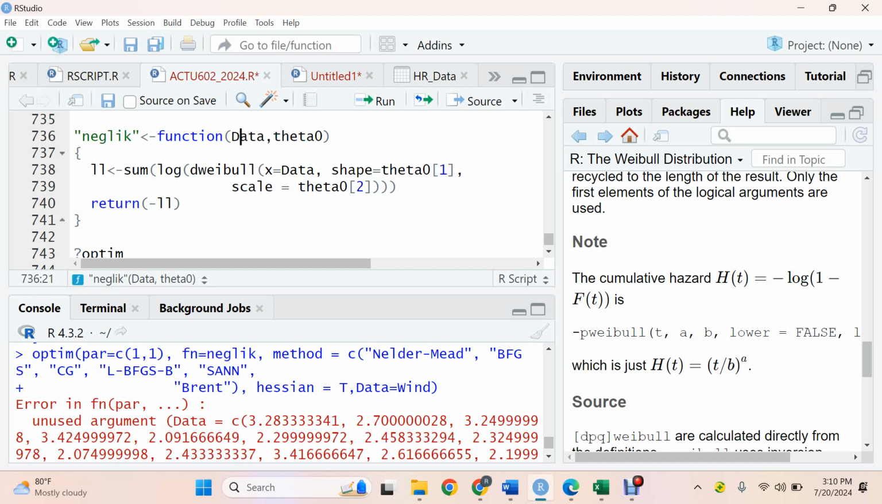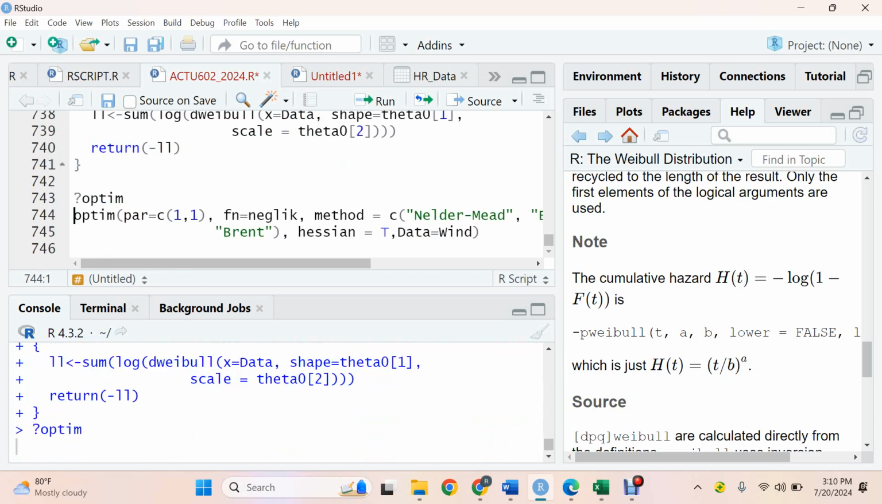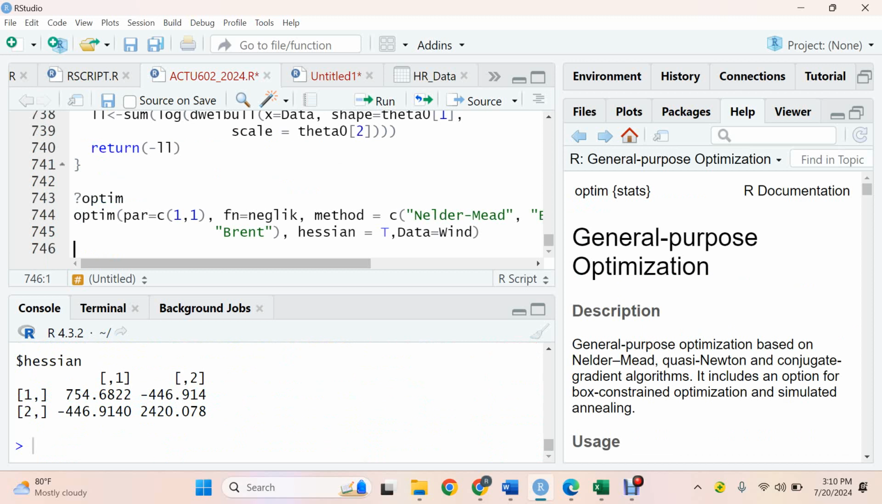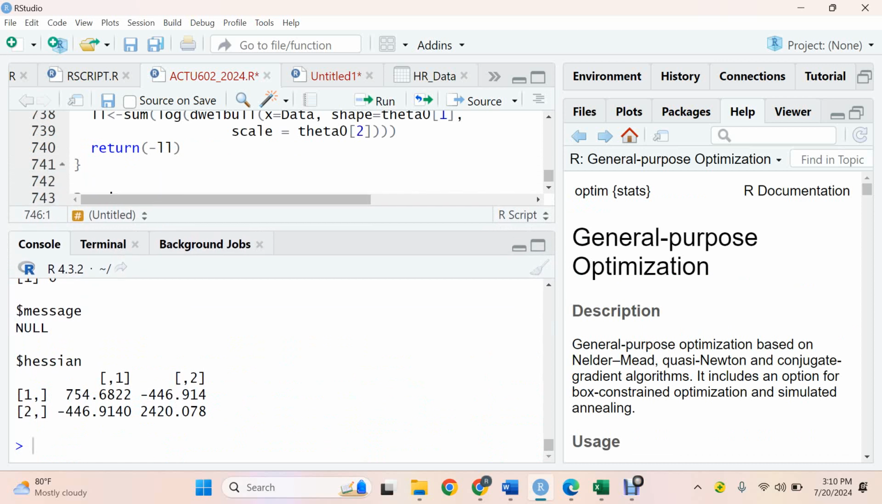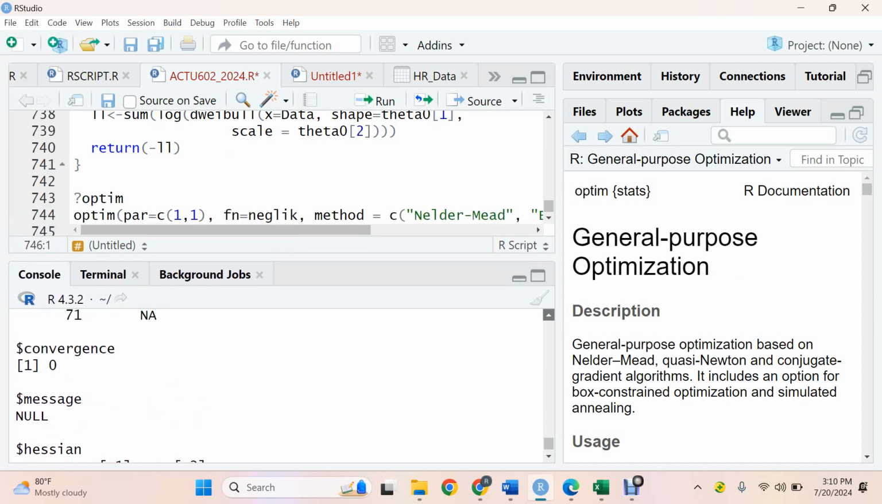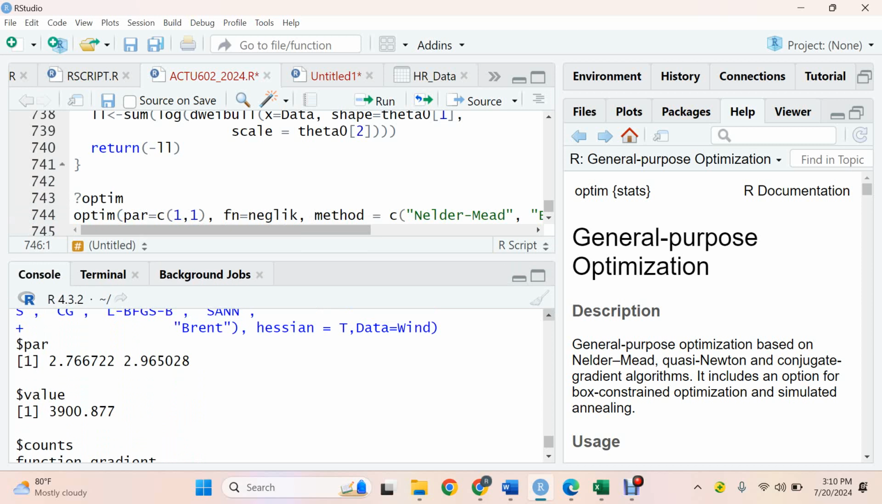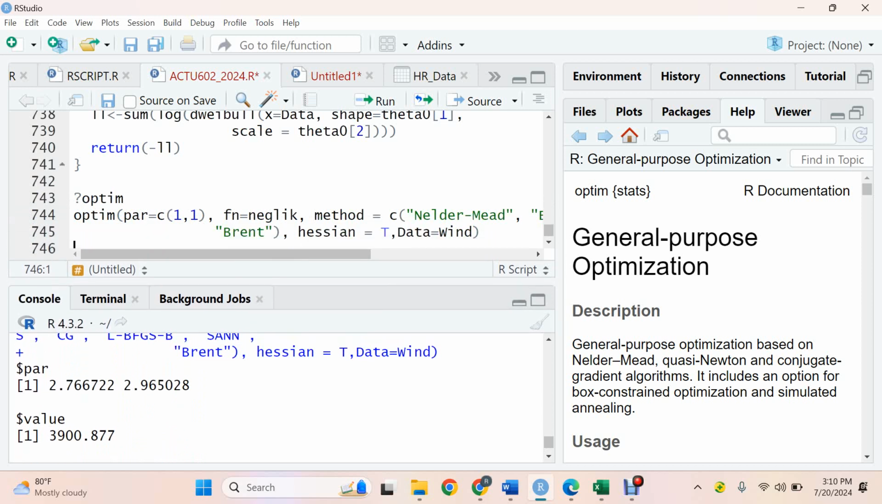It can be a data frame, but it means when I'm calling, I need to put the dollar sign, and then it becomes a vector. So I've now changed the data, and then I'm going to try it again. There. So you see, we now have our estimator. These are the parameters. The shape is 2.79. The scale is 2.96. Okay.